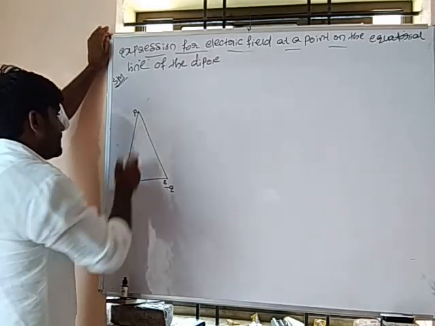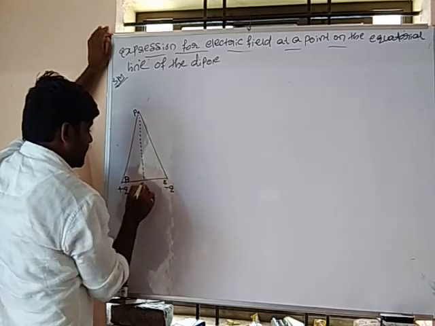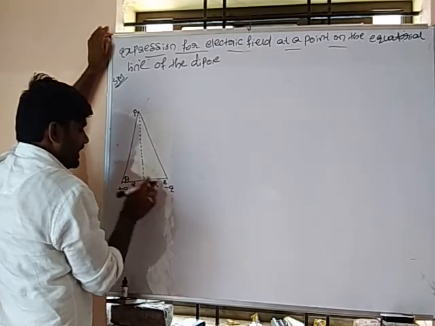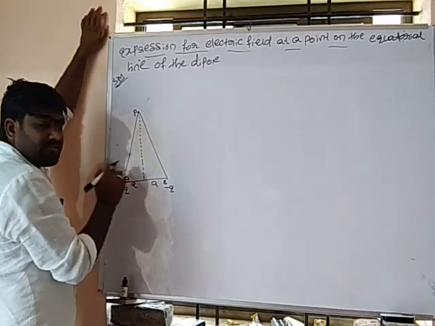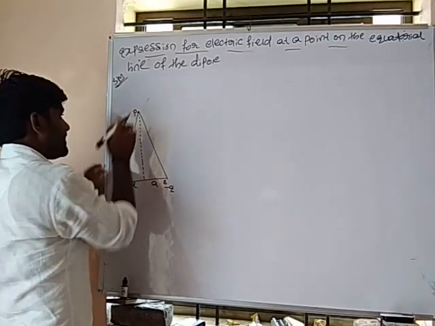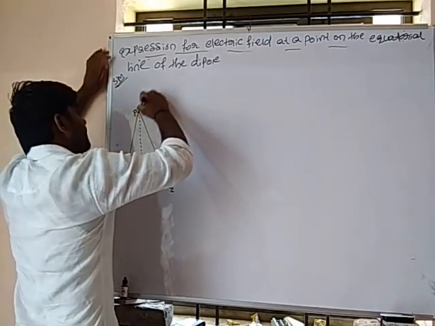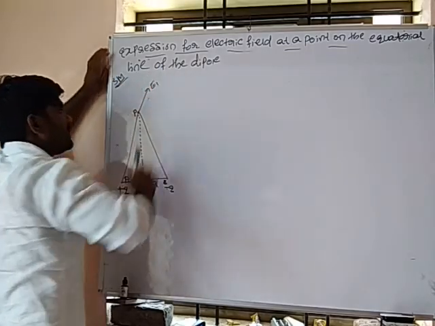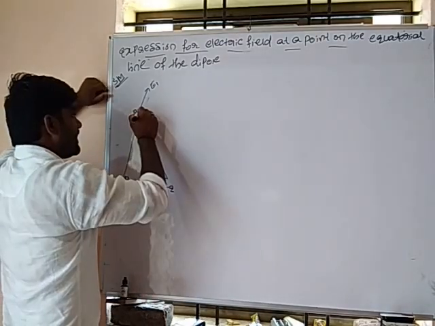So how to calculate this electric field? This electric dipole is separated by distance A and A in total, this is your dipole. At the midpoint the electric field must be 0. Assume the charge plus Q, it is also plus Q. Then electric field E1 will be along this direction. It is your plus, it is your negative.